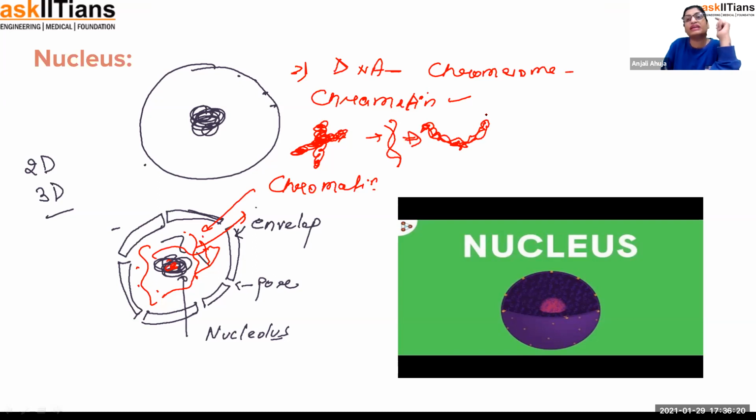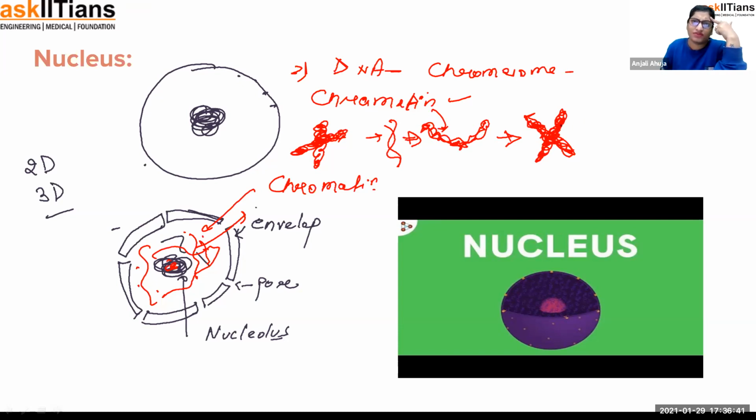It appears like a thread-like structure. The thread-like structure stage is known as chromatin. Now, this chromatin keeps on getting complex and ultimately takes shape like a chromosome. So chromosome is nothing but extremely coiled DNA. Fine. Now you will remember this, right?